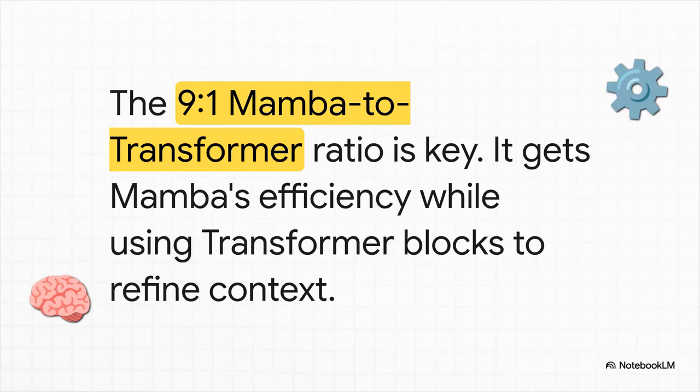All right, it's time for our neural signal check. So how does IBM mix these two? The magic is in the ratio. It's 9-to-1. The model uses 9 Mamba layers, which are super efficient for processing long streams of data, for every one transformer block. So you get all the speed and memory savings of Mamba, but then a transformer layer periodically pops in to really nail down the fine-grained local context. It's a true best-of-both-worlds approach.